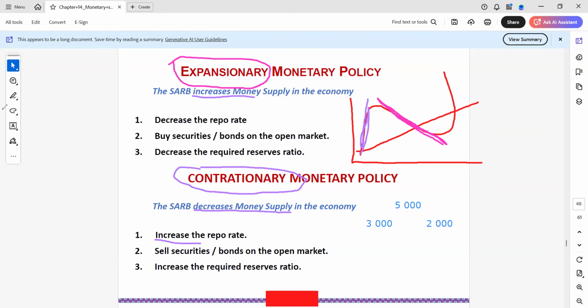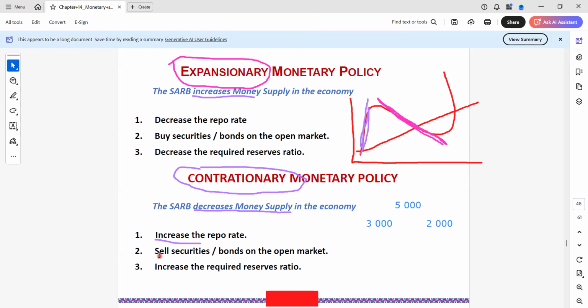So if the South African Reserve Bank increases the repo rate, the commercial banks will also do what? They will also increase the interest rate. So if they increase the interest rate, it becomes expensive for us to borrow money. Credit becomes expensive, right? So people no longer take out loans and all of that. So it reduces the amount of money that they have, right?